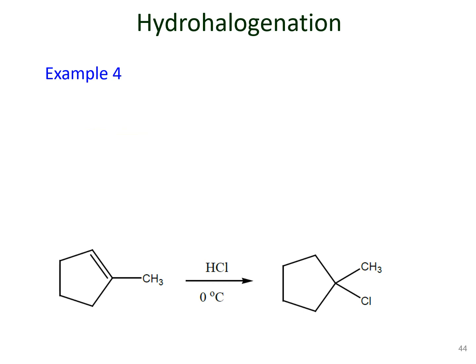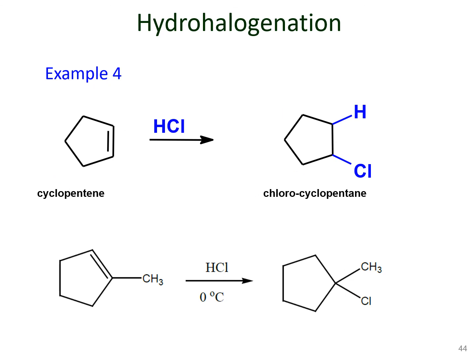A couple more examples for hydrohalogenation. This is cyclopentene, and hydrogen chloride is the hydrogen halide that is going to be added to the carbon-carbon double bond. The two carbons that are present here are not shown, we have to assume them. The double bond is broken. One takes up the hydrogen, and the other one takes up the chlorine, and the result will be chlorocyclopentane in this case.